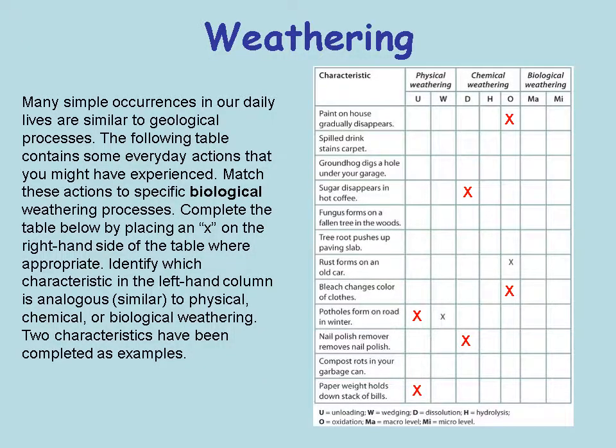So let's take our little graph again and look at biological weathering with some examples. A groundhog digging a hole under your garage would be macroscopic. Fungus forming on a fallen tree in the woods would be macroscopic. A tree root pushing up a paving slab would be macroscopic. Compost rotting in your garbage can would be micro.